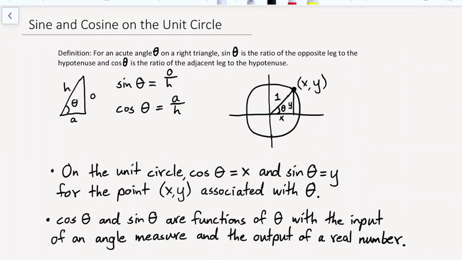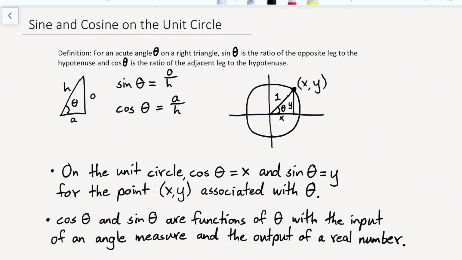Now that we've introduced the unit circle and talked about measuring angles on the circle, I'd like to discuss how we can evaluate trigonometric ratios, namely sine and cosine, using the unit circle. Let's go back first to a geometry definition.